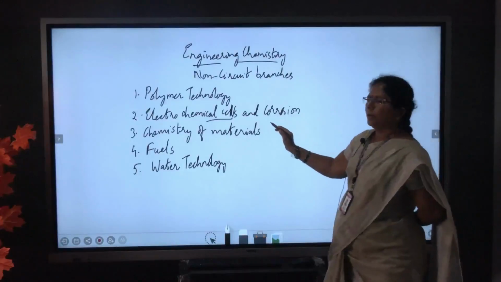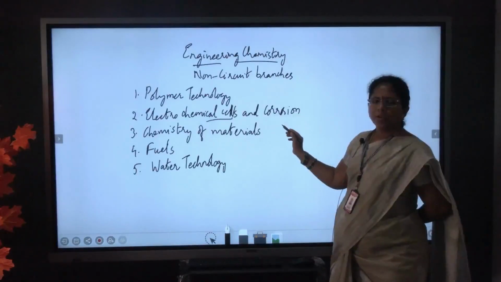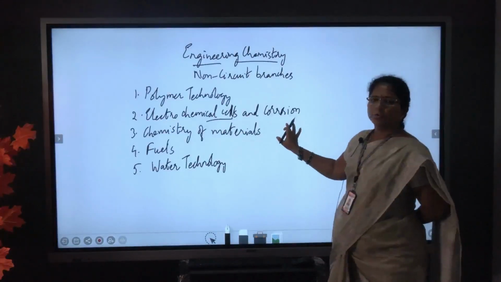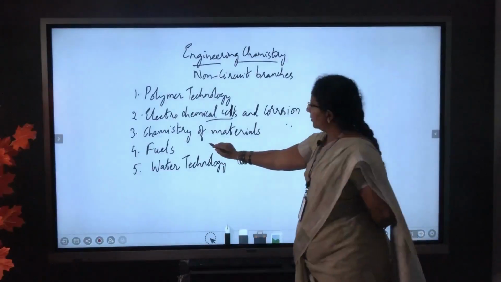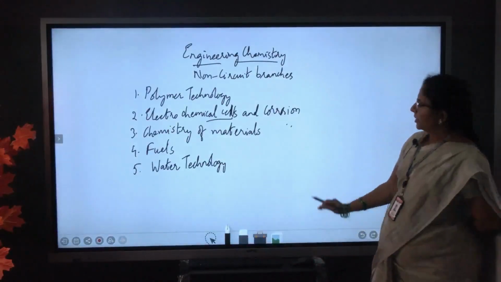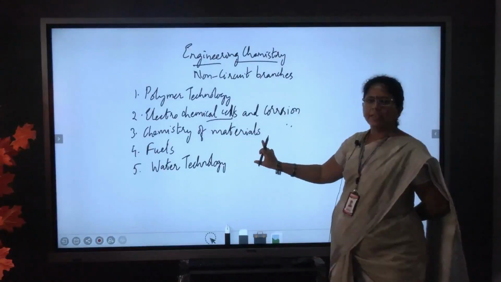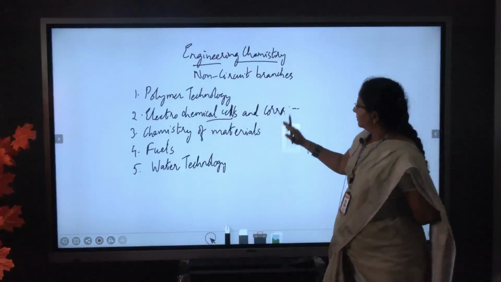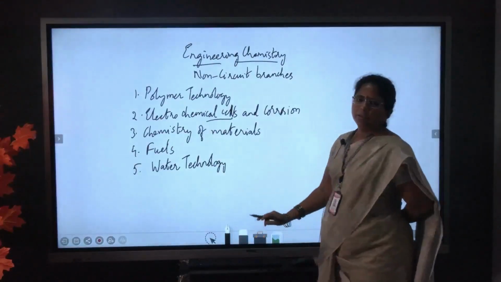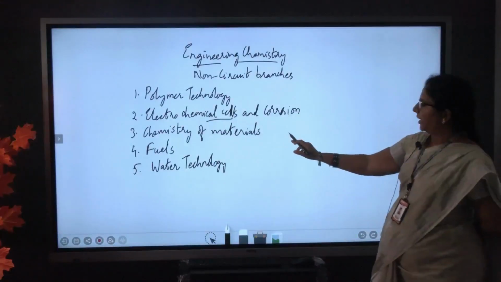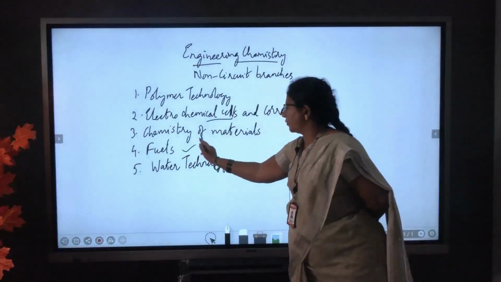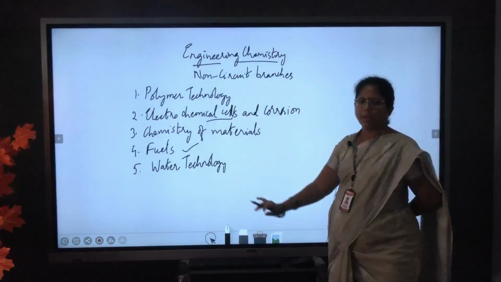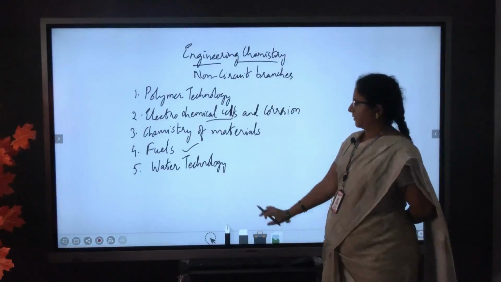And the objective of corrosion is to explain the mechanism of corrosion and what methods are there to prevent corrosion. And the third unit, Chemistry of Materials. The objective of this unit is to express the increasing need of the advanced materials which have wide engineering properties. And fourth unit, Fuels. The objective of fuels is to relate the fuels as an alternate energy source in many industries like textile industries, thermal power plants, automobile industries, etc.